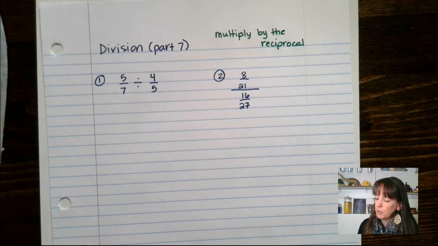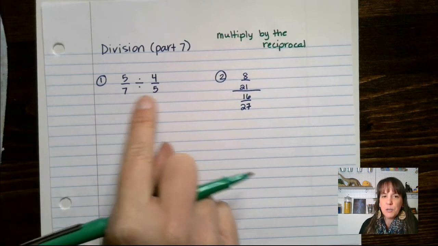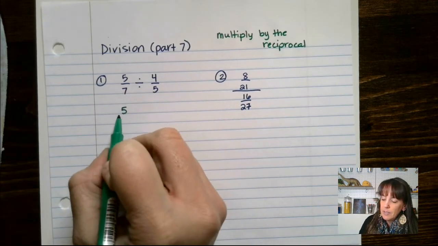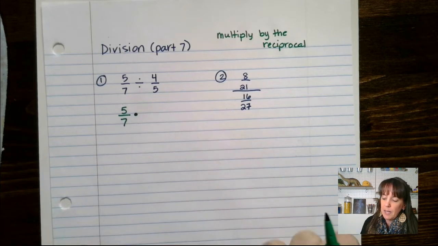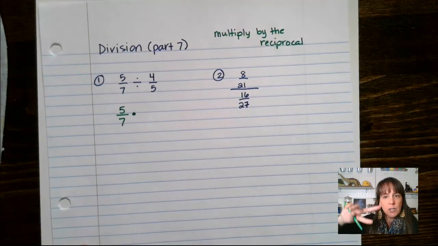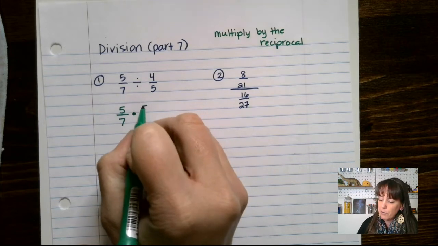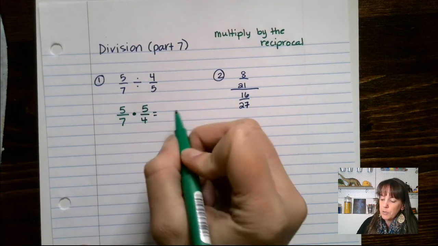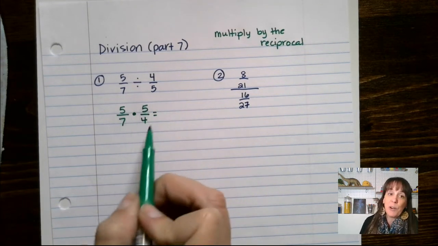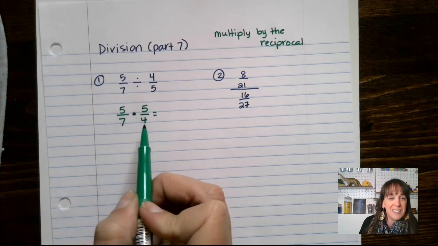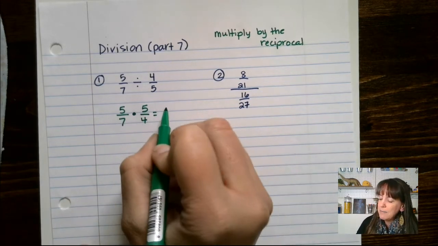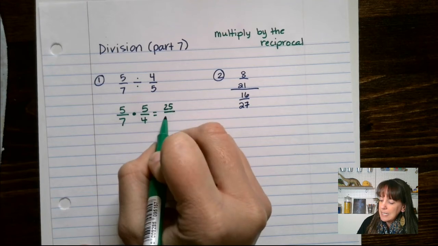That's another familiar one. What that means is when we have a division problem, we say 5 divided by 7, and then we multiply instead, and the reciprocal of a number is just flipping it around. So this is going to be 5 over 4. Multiply straight across the top. We want to look first to see can we cancel anything out? Nope. So we get 25 over 28.